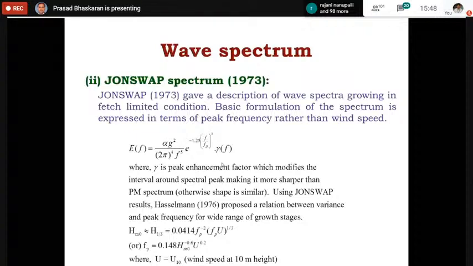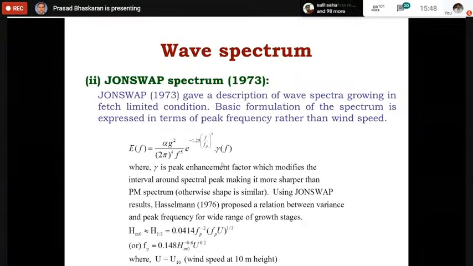In the PM spectrum, if you try to see the shape of a PM spectrum, it looks like a Gaussian distribution. The Gaussian distribution may not hold good in shallow water. So in shallow water, the Gaussian distribution should get transformed into a Rayleigh distribution, because the Rayleigh distribution has got a sharp peak. So that is the contribution of gamma F. So in the same equation, if I put gamma F equal to 1, then there is no difference between JONSWAP and the PM spectrum.